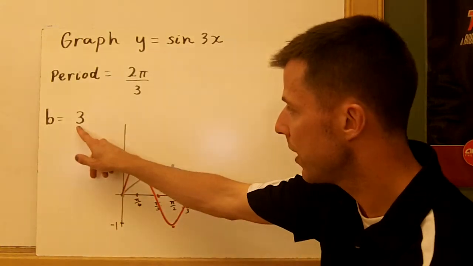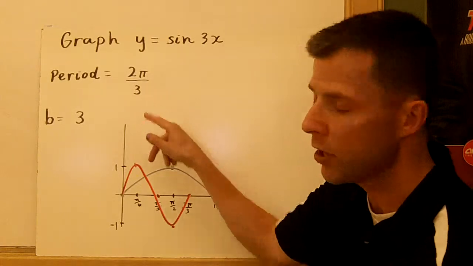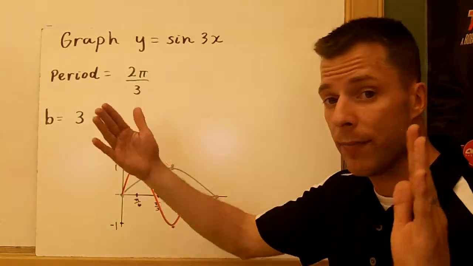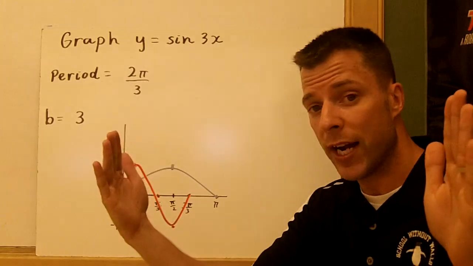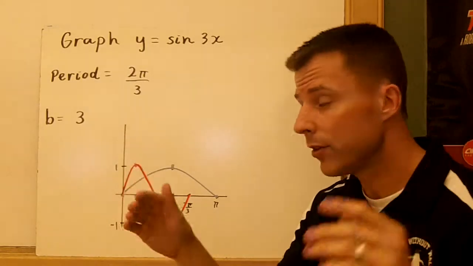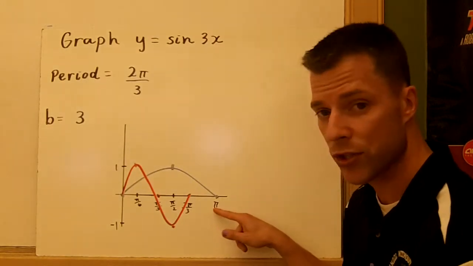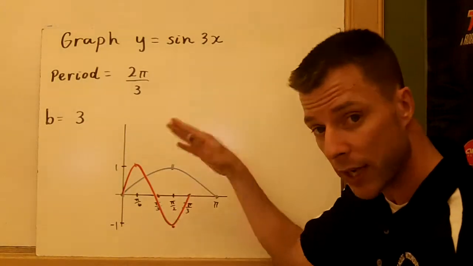The b value is 3. That means my period is 2 pi over 3. Okay, so if you think of 2 pi being the normal graph, one cycle, this thing repeats every 2 pi over 3. So before we even get halfway around the unit circle, this function is going to start repeating again.